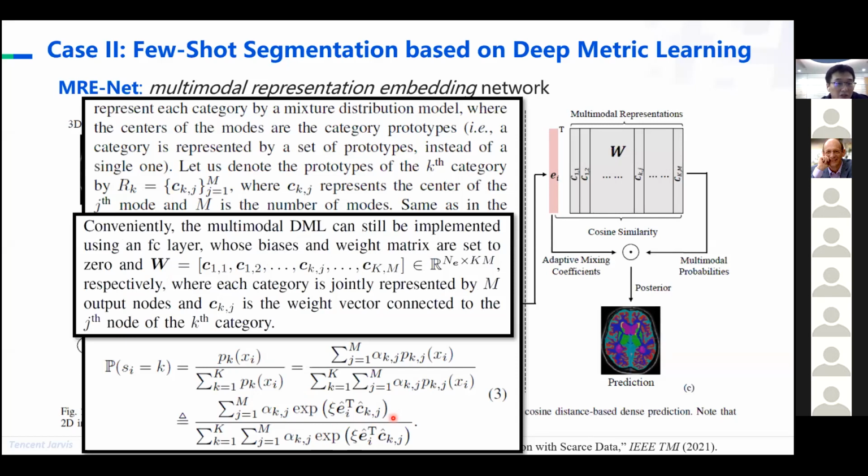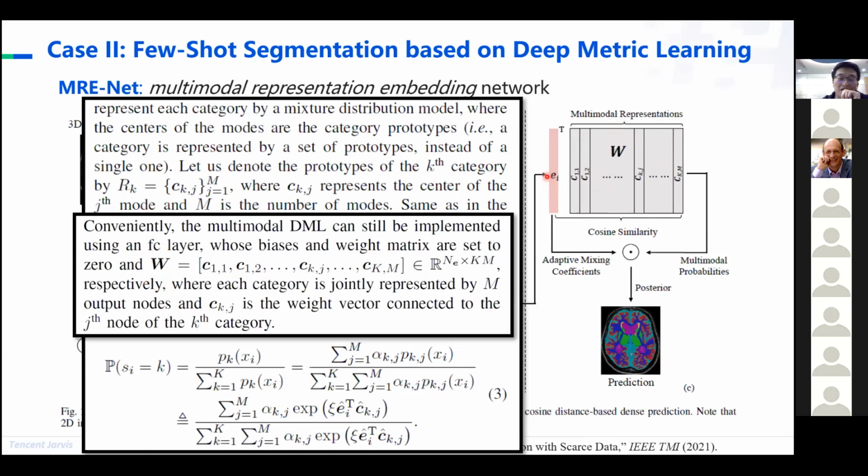Conveniently, this multimodal distribution can still be implemented using an FC layer. Again, the biases are set to 0, and here the weight matrix of the FC layer is a collection of all the multimodal prototypes. As we can see here, this multimodal representation is a big matrix, and the matrix comprises all these multimodal categories.